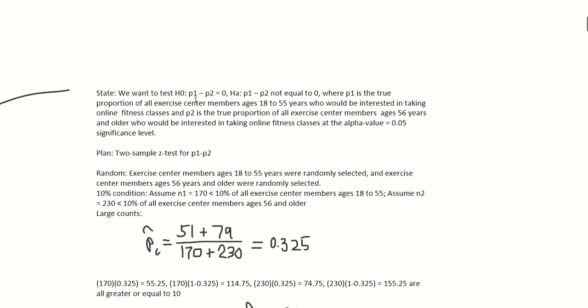The null hypothesis is that P1 minus P2 equals 0, and our alternate hypothesis is P1 minus P2 is not equal to 0. And we need to define what P1 and P2 are. P1 is the true proportion of all exercise center members ages 18 to 55 years who would be interested in taking online fitness classes. And P2 is the true proportion of all exercise center members ages 56 years and older who would be interested in taking online fitness classes, at the significance level of 0.05.